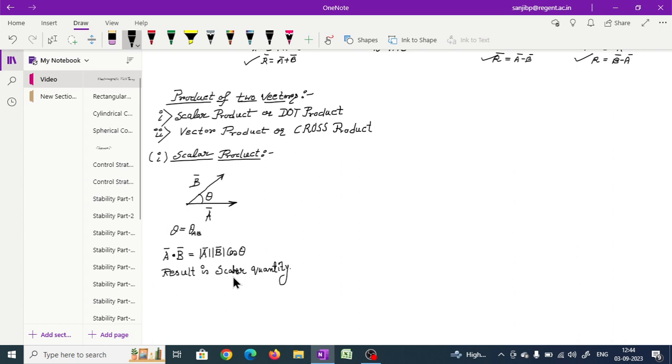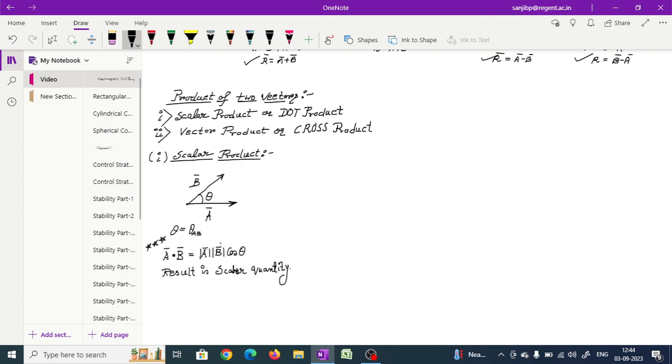So what is the question? Is the scalar product a scalar quantity or a vector quantity? You will say that it is a scalar quantity. Now this is the formula you must keep in your mind: A dot B means AB cos theta, definitely mod of A, mod of B, cos theta.